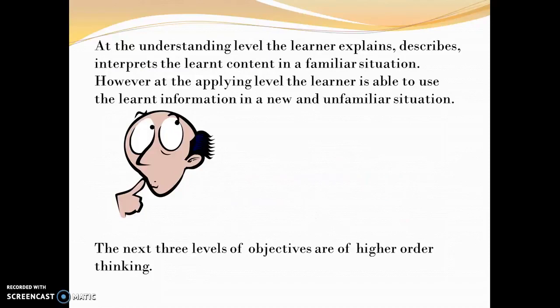Well, now that you have written the answer, look at this. At the understanding level, the learner explains, describes, interprets the learnt content in a familiar situation. However, at the applying level, the learner is able to use the learnt information in a new and unfamiliar situation. The next three levels of objectives are of higher order thinking.